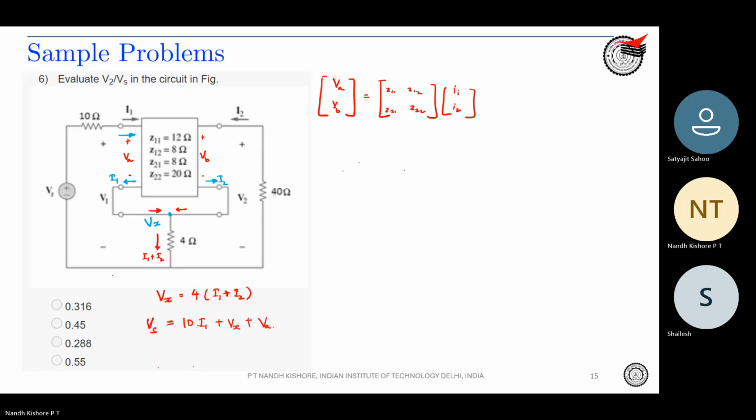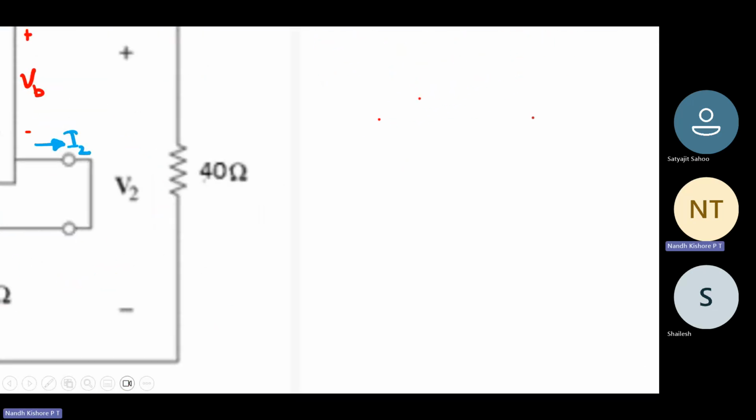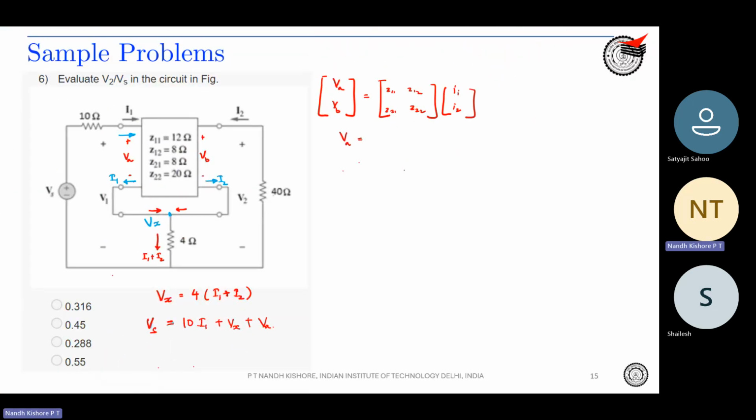Yes, sir. And where your VA is basically Z11 I1 plus Z12 I2, right? That is, they have given what Z11, Z12 and the others are. So you have 12 I1 plus 8 I2, right? And likewise, you have VB equal to Z21 I1 plus Z22 I2, which is going to be 8 I1 plus 20 I2. By the way, it's a reciprocal network, right? Because Z12 equals Z21. Okay. So this is how you get Vs, right?